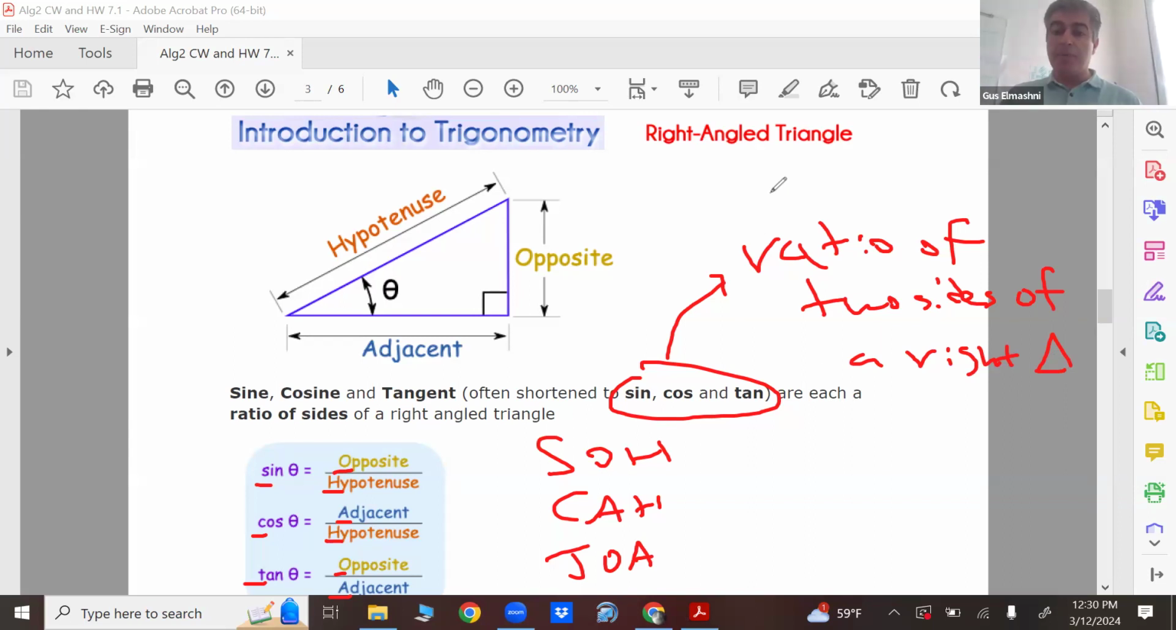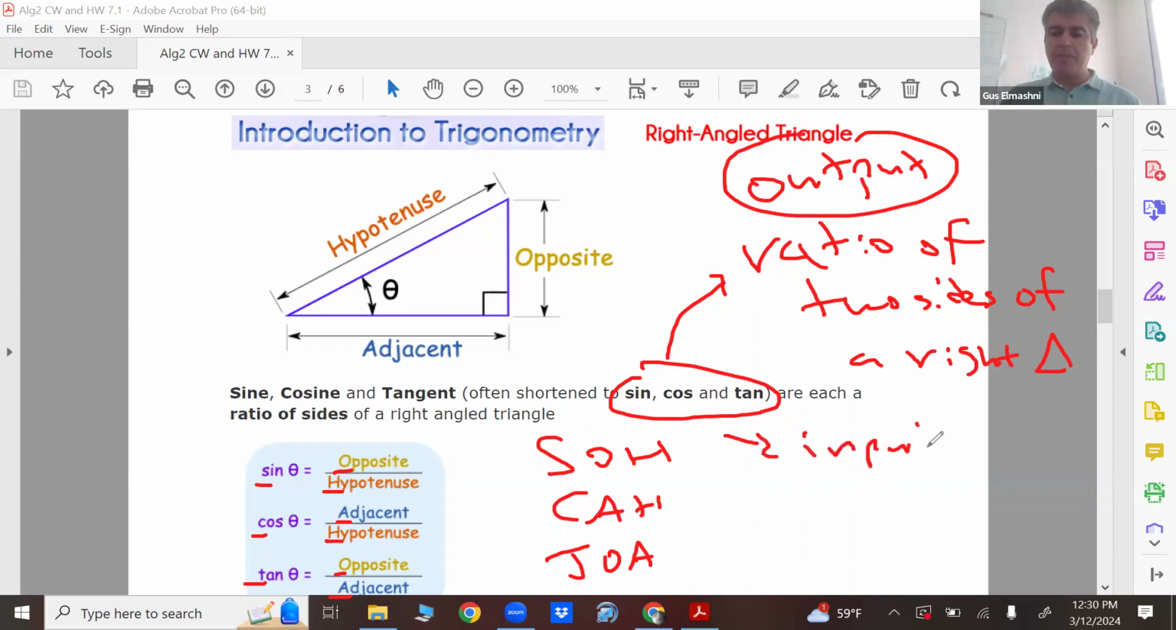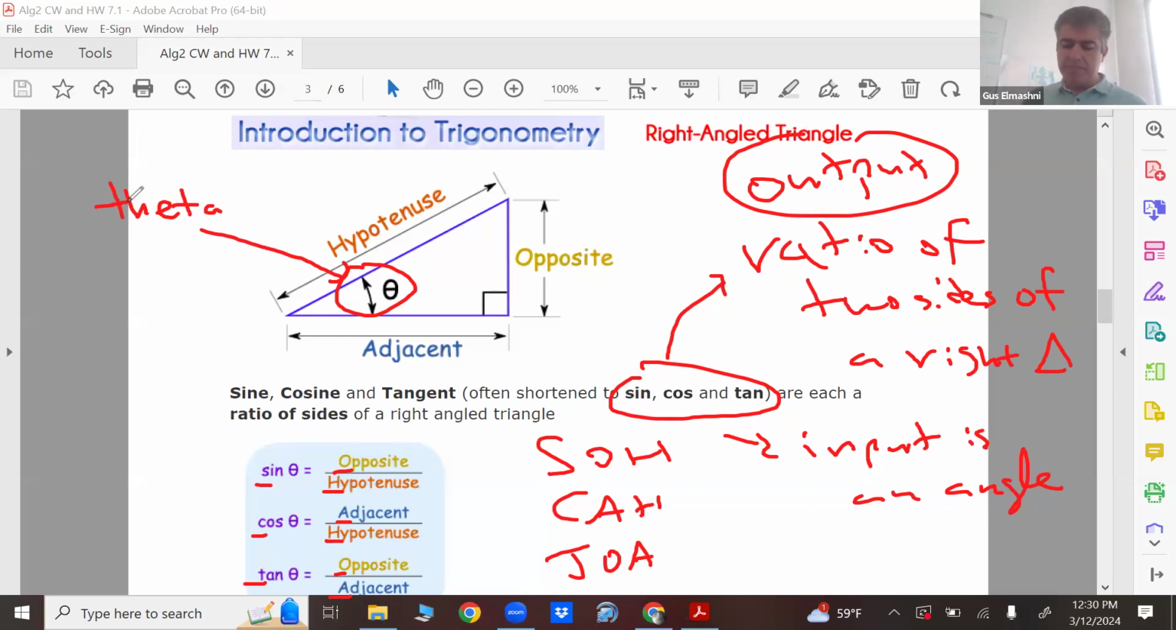The input, that's your output, by the way. That's the output. The input is an angle. So we call this an angle. Does anyone know what that letter is called? Theta. Yep.